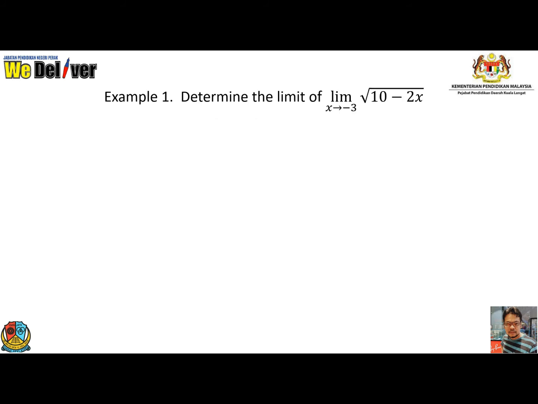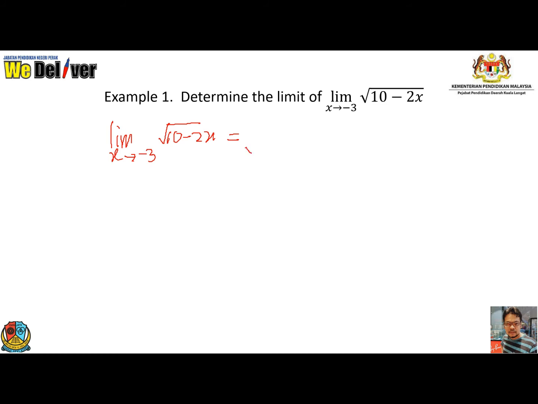Let's see the first example. We are going to determine the limit of the function square root of 10 minus 2x when x approaches negative 3. In this case, the function is not a fraction. So to find the limit, we just substitute the value of x equals negative 3 directly into the function.